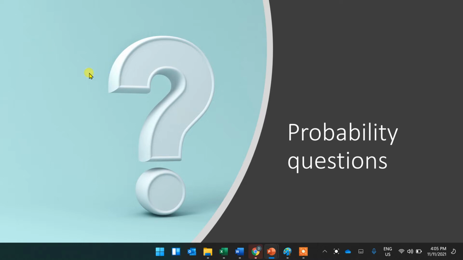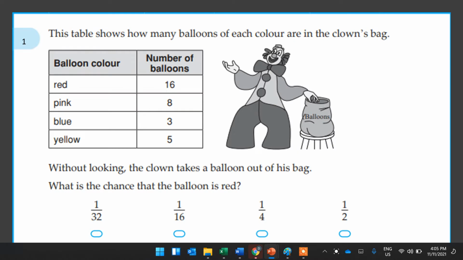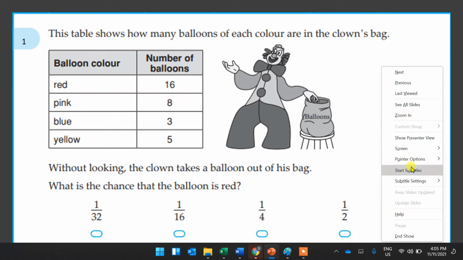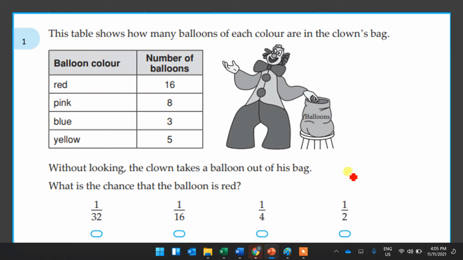So here we go. The table shows how many balloons of each colour are in the clown's bag. Without looking, the clown takes a balloon out of his bag. What is the chance that the balloon is red? Well, first up, let's see how many of them are red. That's over here, 16 red ones. How many are there in total?